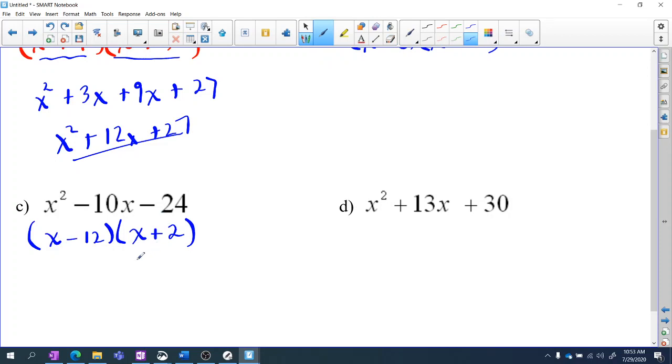So I'm sure you were screaming at your screen as you were watching me do that, I hope. That works better now. Negative 12 times 2, there's my negative 24. Negative 12 plus 2, there's my negative 10.